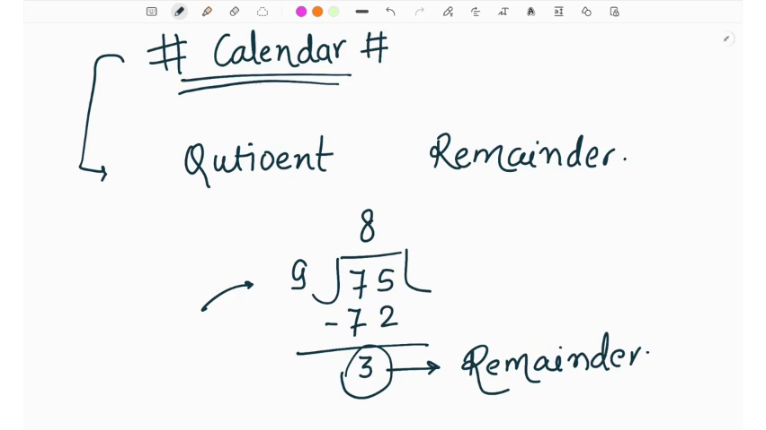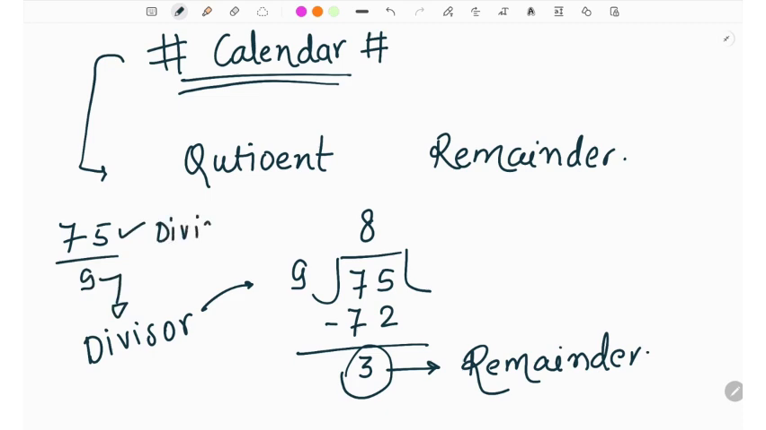Whatever number you are dividing by, that is called as divisor. So here divisor is what? Divisor is a number by which we are dividing the other number. So here 75 is divided by 9. So 9 is called as divisor and the number 75 is called as dividend. Dividend is the number which we are dividing. Okay, that is called as dividend.